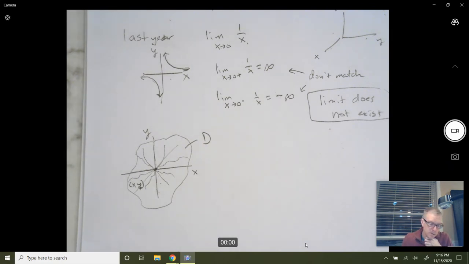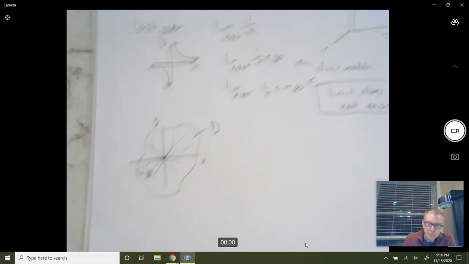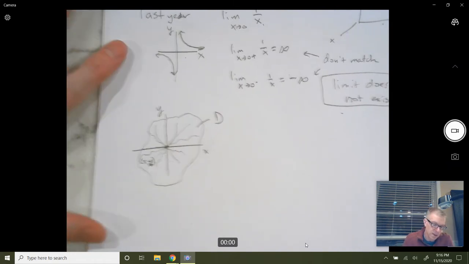Okay, but first I want to look at a couple more cases, things you'll run into in your homework tonight when you're finding limits. Okay.